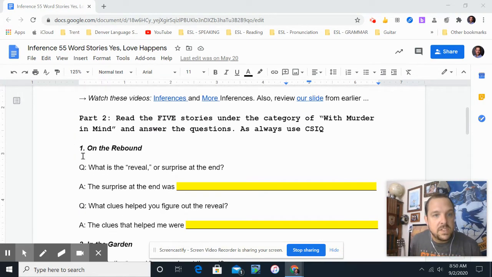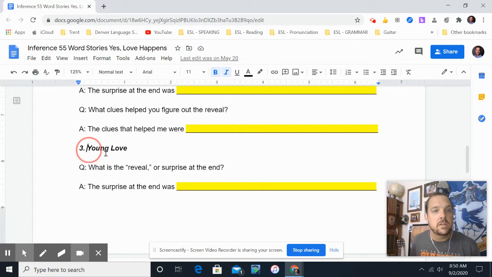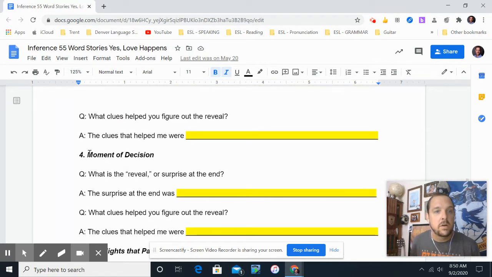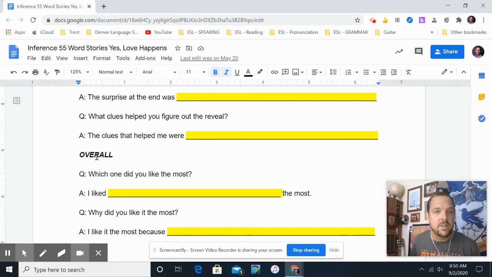So there's five stories that we're going to read. And we're going to start with the Yes, Love Happens category of these kinds of stories. So everything is about love. There's some sort of message or reveal at the end about love. We're going to read a story called On the Rebound, and a story called In the Garden, and I'm going to go ahead and demo this one for you. Then there's one called Young Love, Moment of Decision, and Two Nights That Pass in the Chips, which is probably the most difficult one. Then there's a little overall, which one did you like best and why.